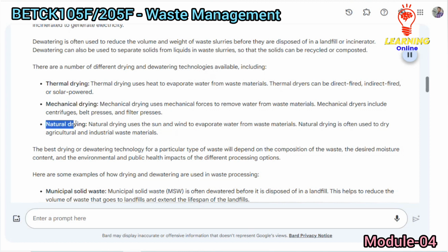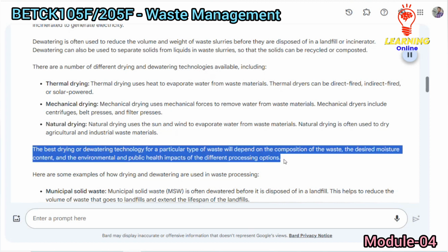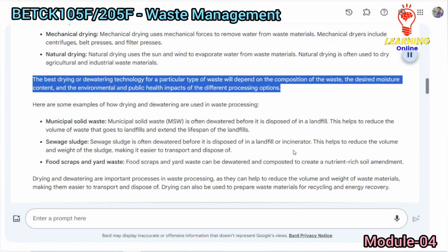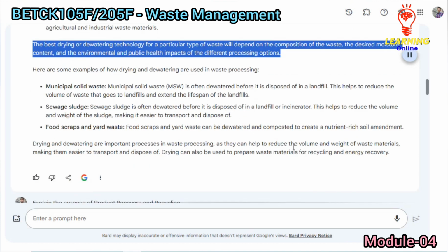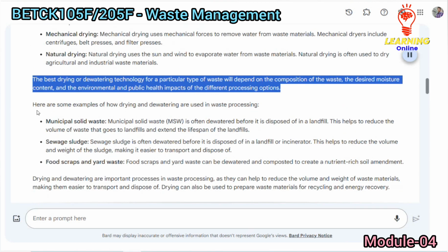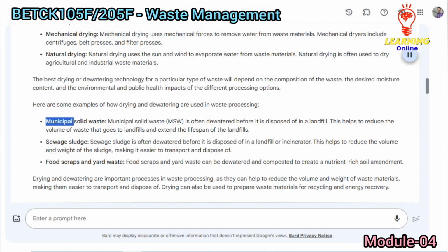Natural drying. Natural drying uses the sun and wind to evaporate water from waste materials. Natural drying is often used to dry agricultural and industrial waste materials. The best drying or dewatering technology for a particular type of waste will depend on the composition of the waste, the desired moisture content, and the environmental and public health impacts of the different processing options. Here are some examples of how drying and dewatering are used in waste processing.